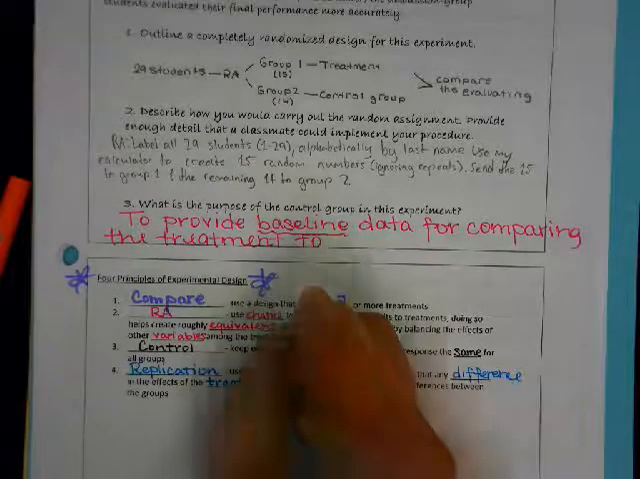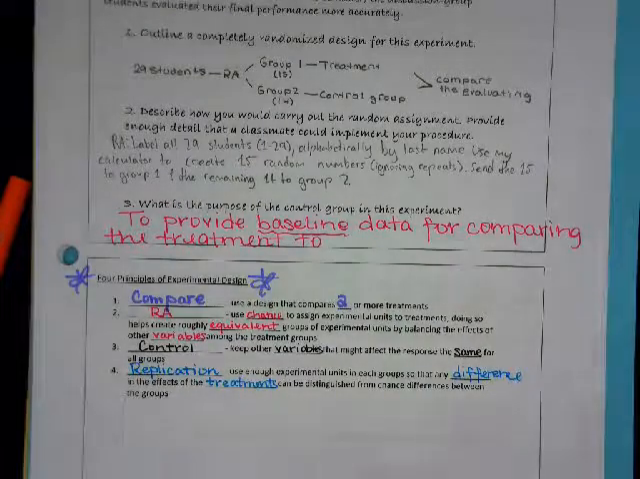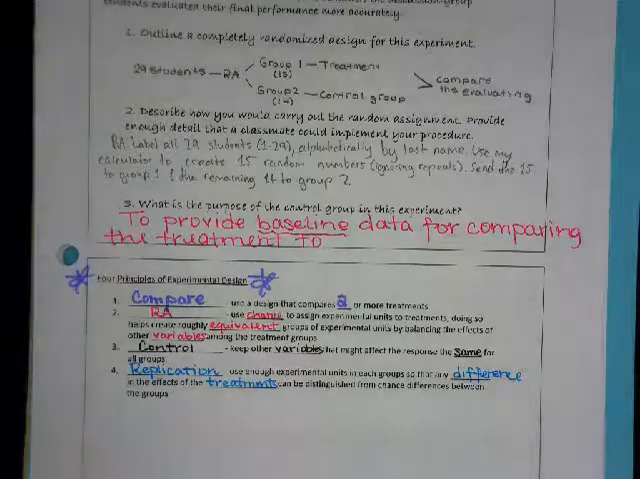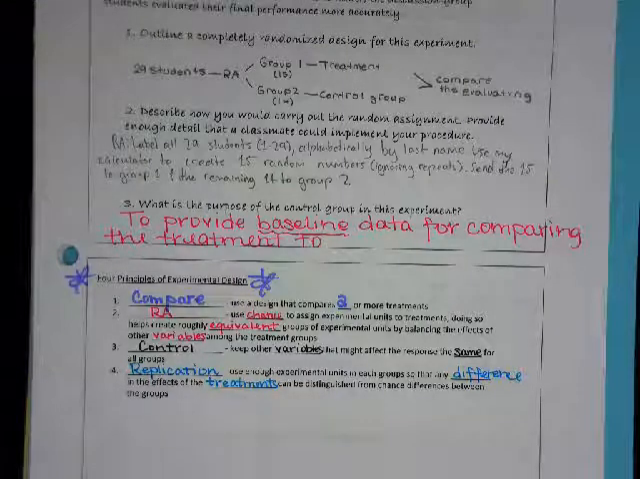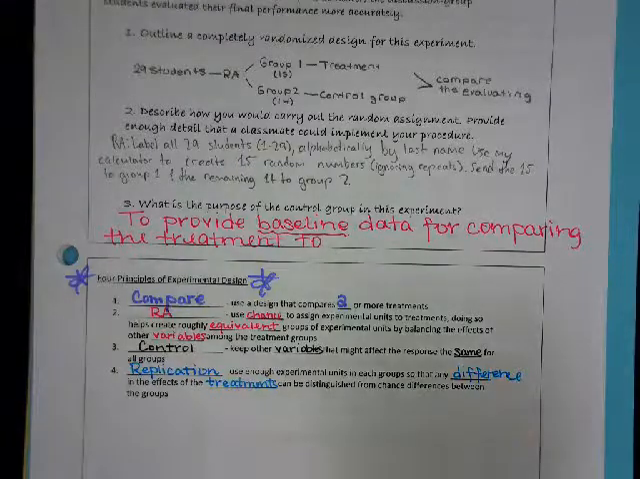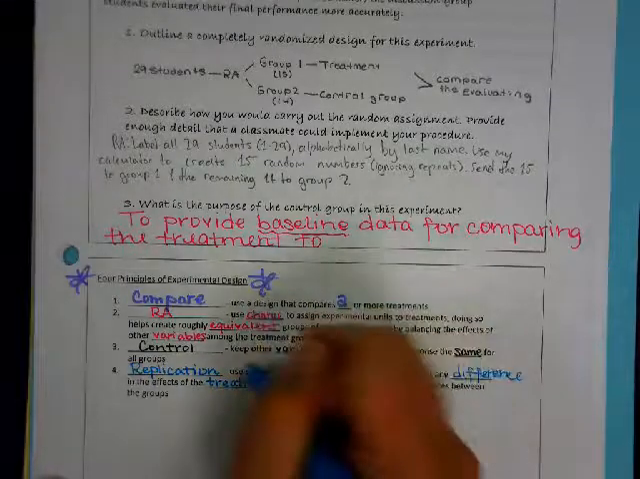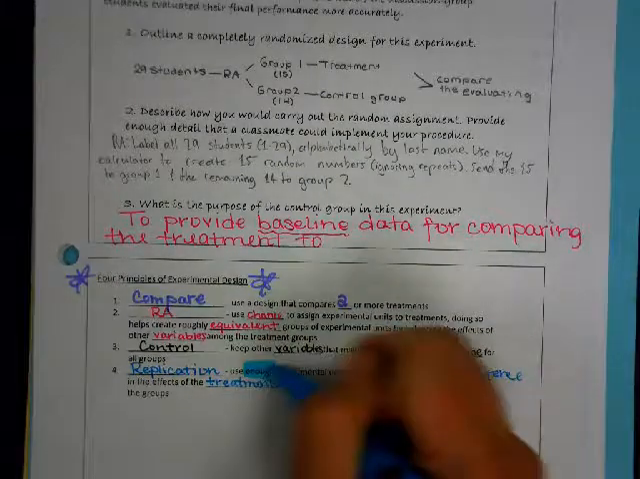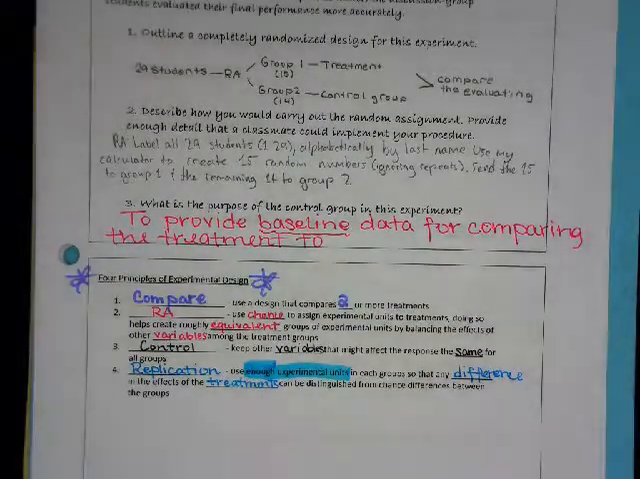I don't know about you guys, but replication makes me think of repeat. I've had kids in the past who think it means you have to be able to repeat the experiment and get the same results. Really, replication means you're using enough experimental units. They're telling you to use a big sample size. Remember how I said bigger sample size is always better? That's what replication is telling you.